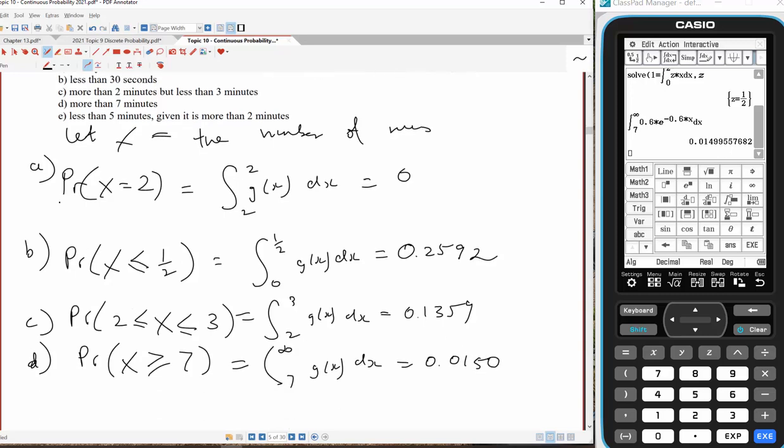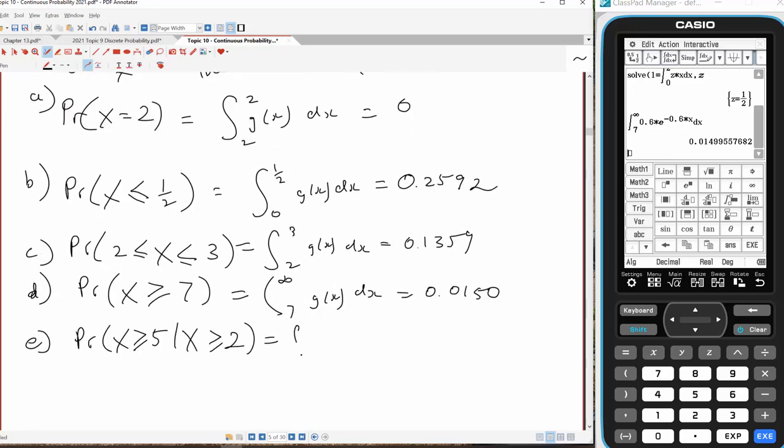Okay, E, more than 5 minutes given that it was more than 2 minutes. So E, probability that it is more than 5 minutes, X greater than or equal to 5, given that X is greater than or equal to 2. Okay, so this is going to be integral from positive infinity to 5 of g of x dx divided by the integral from infinity to 2 of g of x dx.